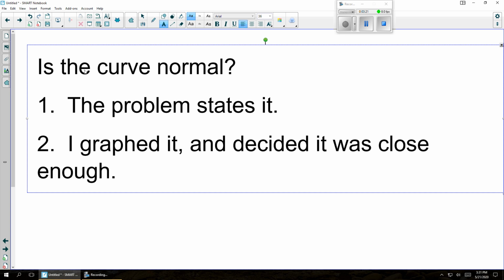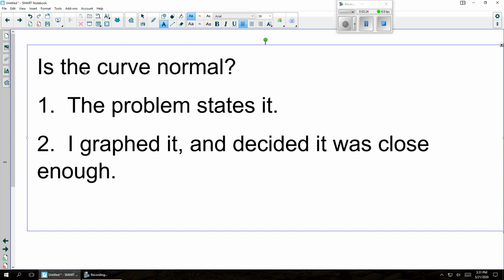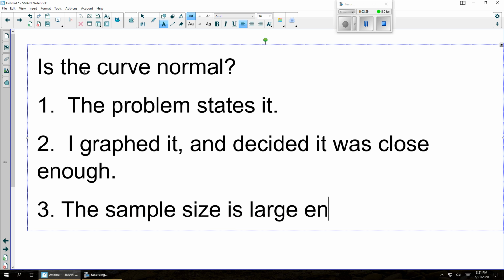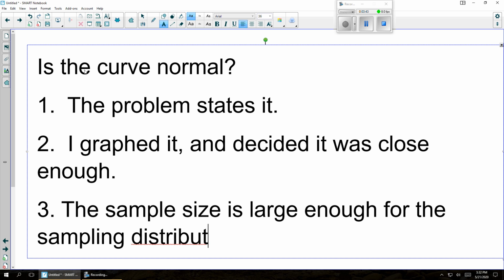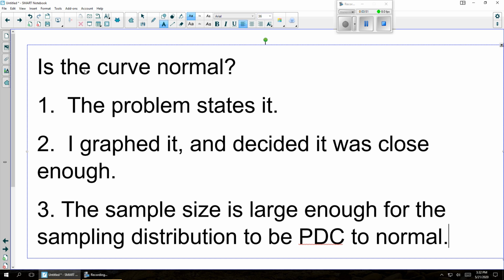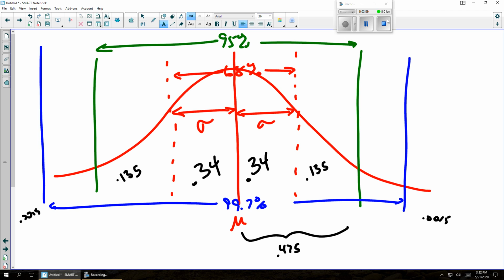We ought to say approximately or roughly, but you might graph it and actually decide. Or the sample size is large enough, maybe more than 40, at least 10 successes and failures. It wasn't too bad to begin with, so I didn't need as big of a sample size, but the sample size is large enough for the sampling distribution, remember a distribution of samples, to be pretty darn close to normal. Those are three ways to help figure out if a curve is normal, and if it is, then the z-table works, or the 68, 95, 99.7 rule is applicable.